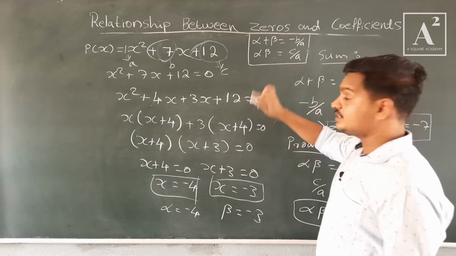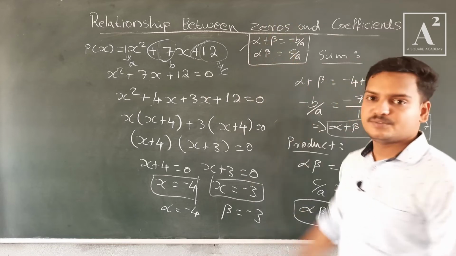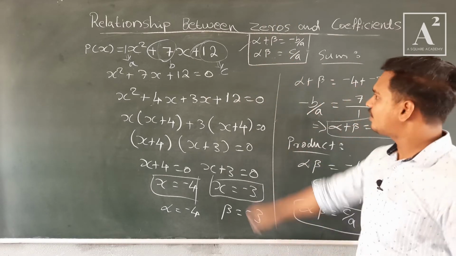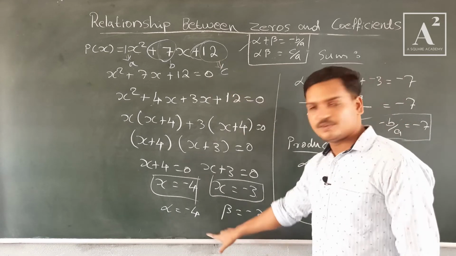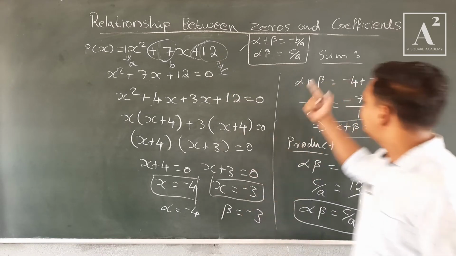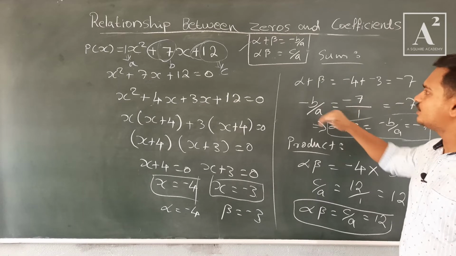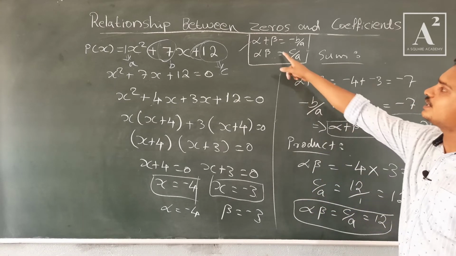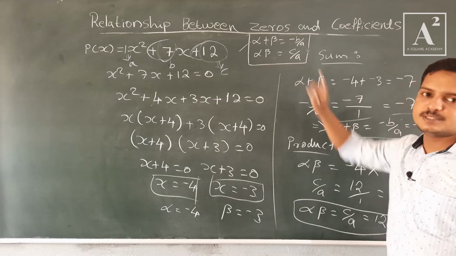So this is the most expected question from the exam point of view. This is a very important type of question. Find the zeros of the polynomial. So we found that, and next one, verify the relationship between zeros and coefficients of the polynomial. So for that, these expressions we must verify.